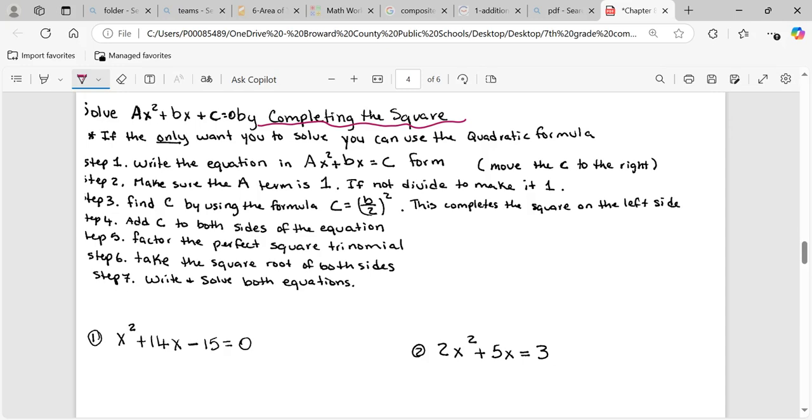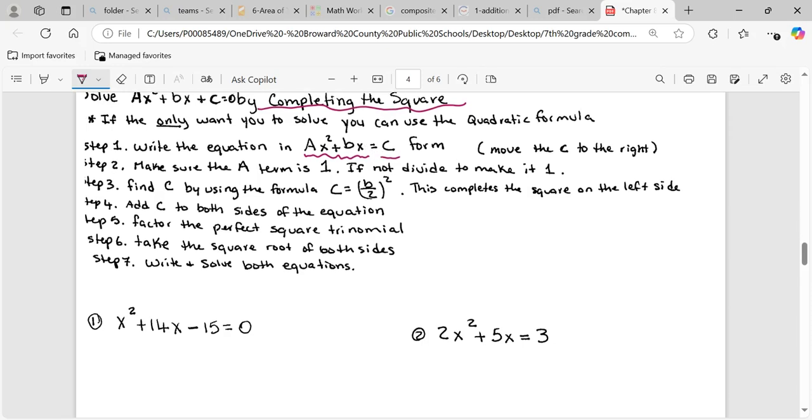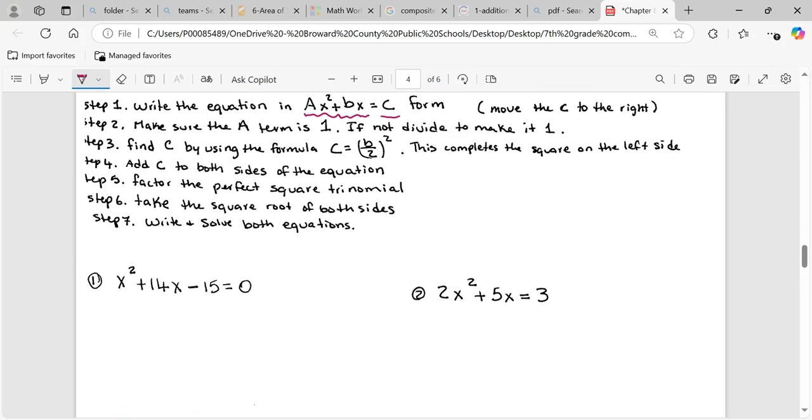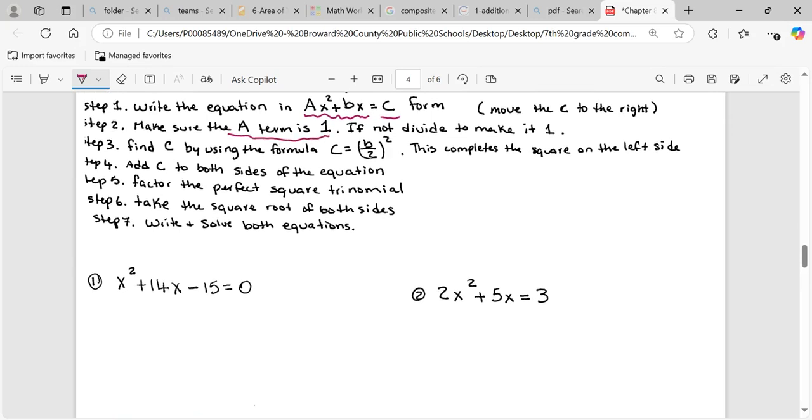But for solving by completing the square, we're going to first write the equation to look like ax squared plus bx equals c. That means if it's not like this, we're going to have to move the c over to the right. We want to make sure that your a term is 1. If your a term is not 1, we're going to have to divide to make it 1. Then we're going to find c by using the formula.